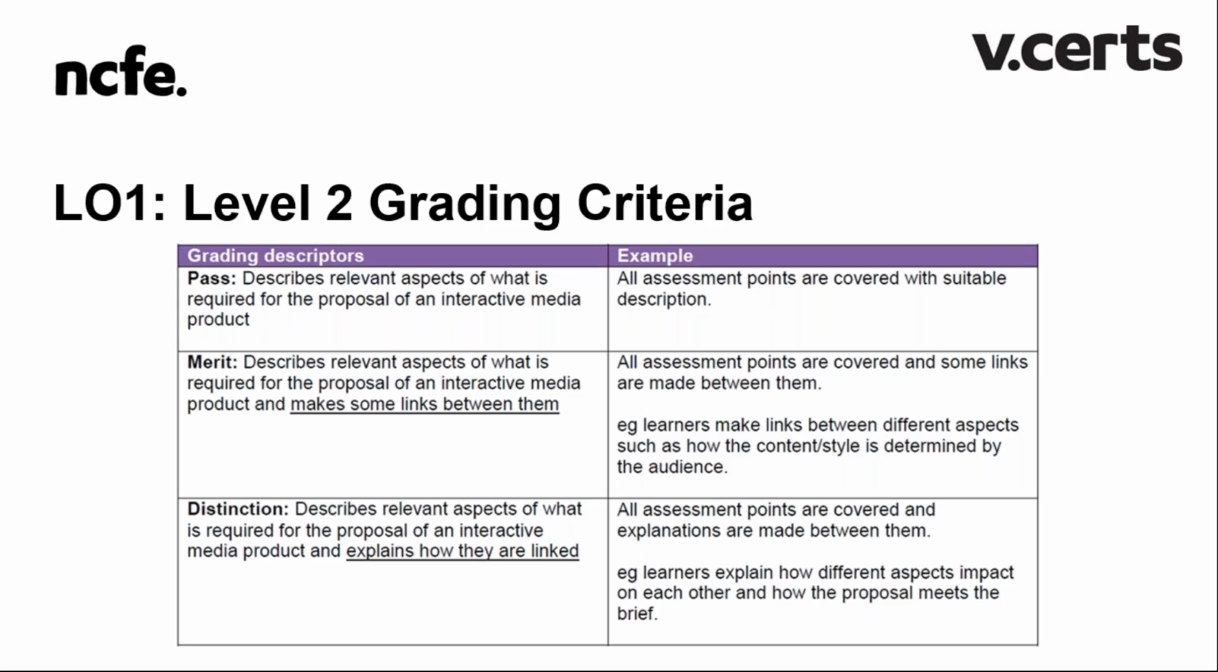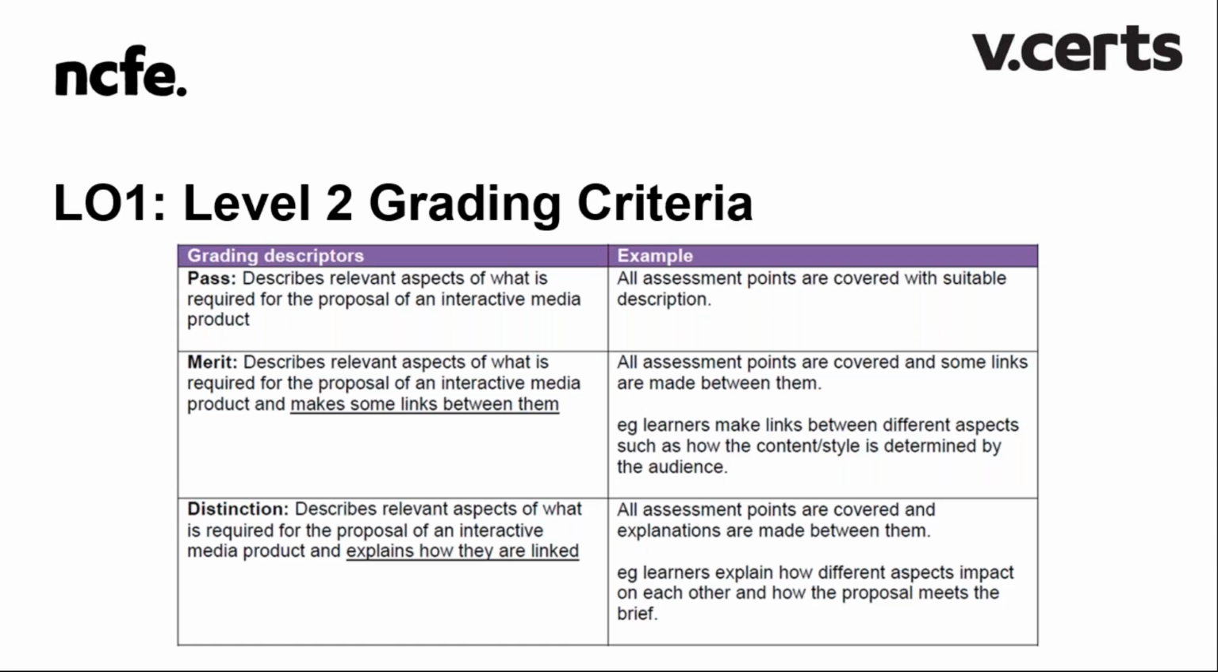So that was those previous bullet points on the previous slide, which were ideas development, who the audience is, what are the technical aspects, design aspects, and content. So they will need to describe each of those to achieve a pass. And again, they can use examples where relevant. For a merit, they need to make some links between the aspects, as illustrated in the example here on the right-hand side on this assessment grid.